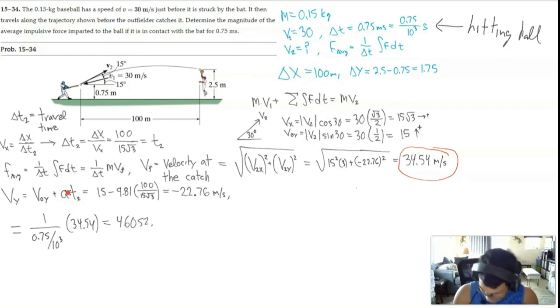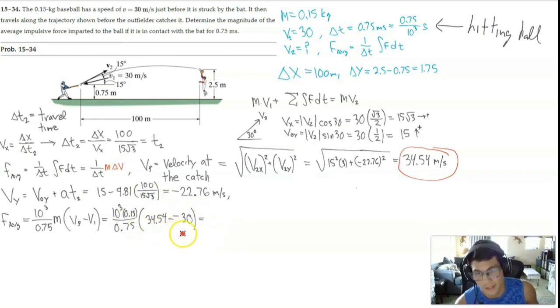It's a small one, but it's a mistake. This shouldn't be this. And what should this be? I hope you saw it. It's not just VF, it's M times the change in velocity. Man, come on, how can you forget the change? The change in velocity is so important. It's not just one velocity, it's the change in velocity.